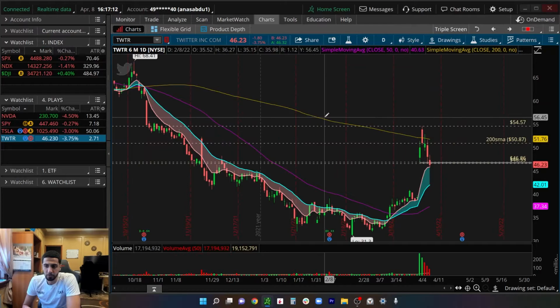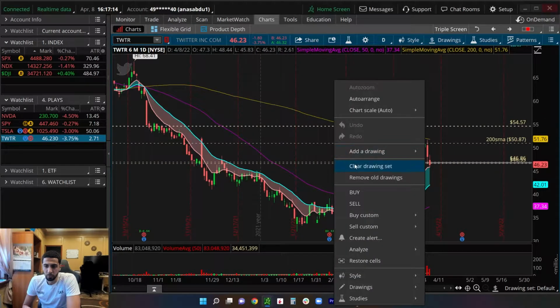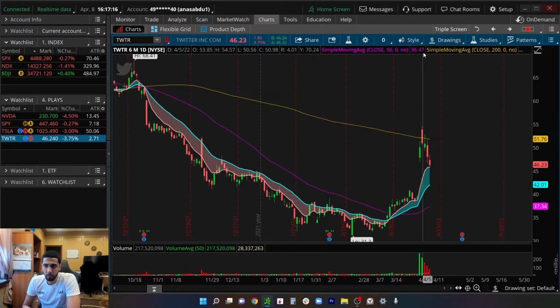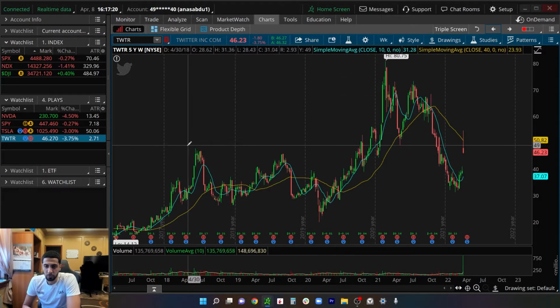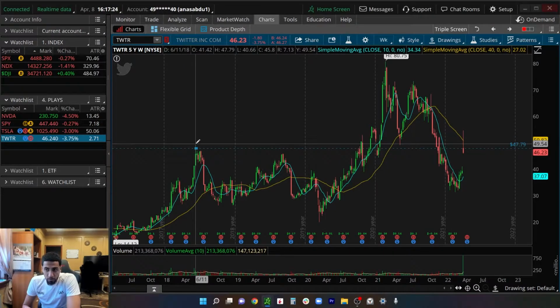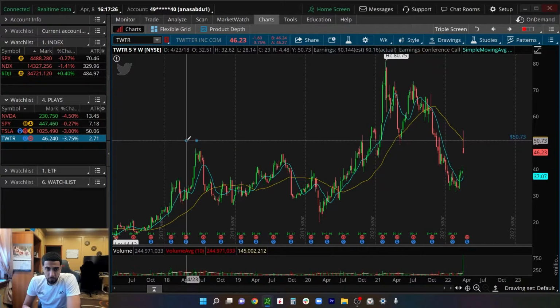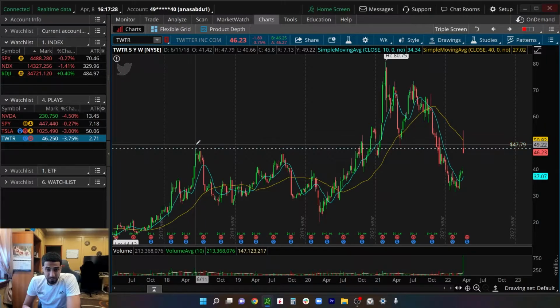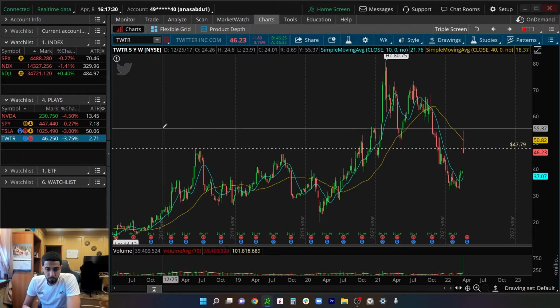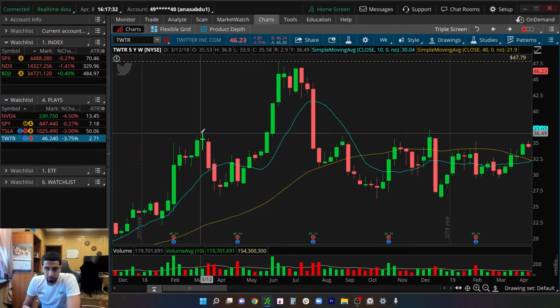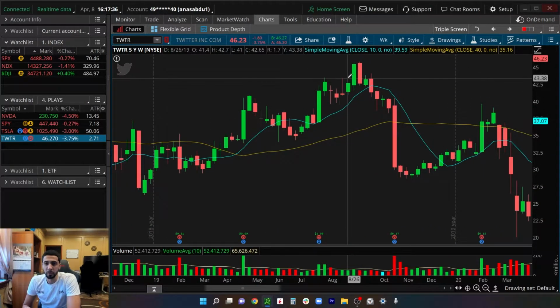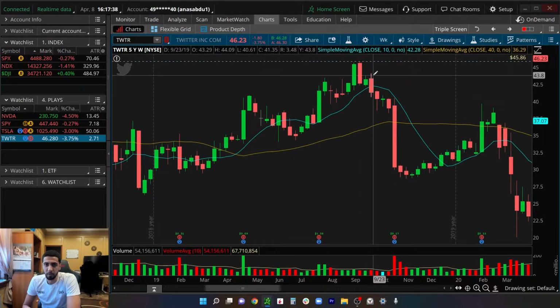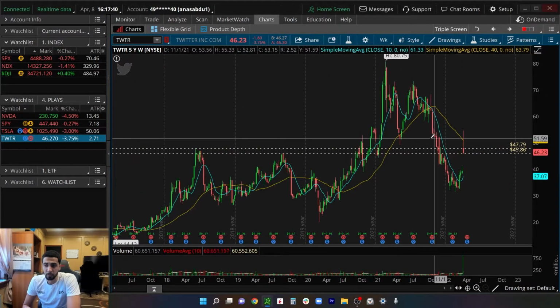And last but not least, Twitter. I'm going to redraw this just so I can show you my thought process. First things first, you want to draw all key levels from the bigger time frame. So here you've got the high of December 2018 at 47.80. Anything else here? We'll get back to it. And then you have the high of 2019 at about 45.